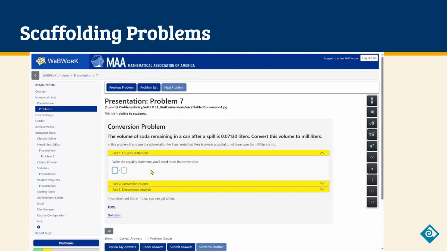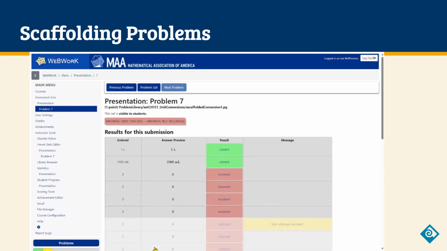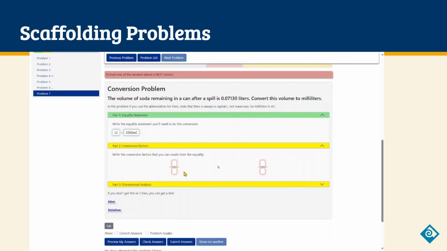So here you need to first start with an equality statement between liters and milliliters, and whether you write 1 liter is 1,000 milliliters, or 1 liter is 10 to the 3 milliliters, or go backwards, 1 milliliter is 10 to the minus 3 liters, all of that will work. So I can check my answers here, and it's correct. And then I go to the next step.